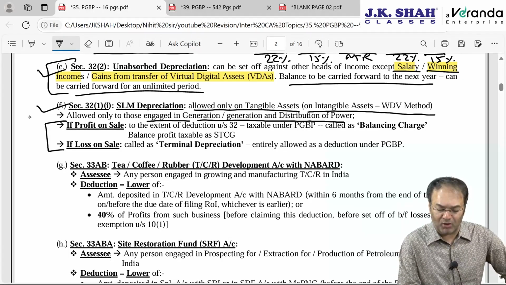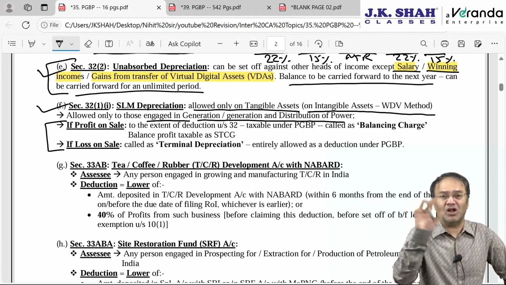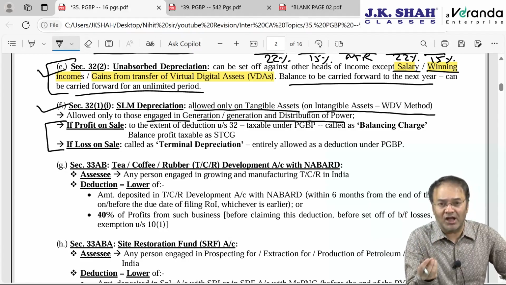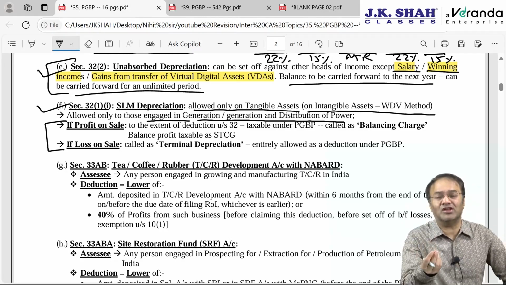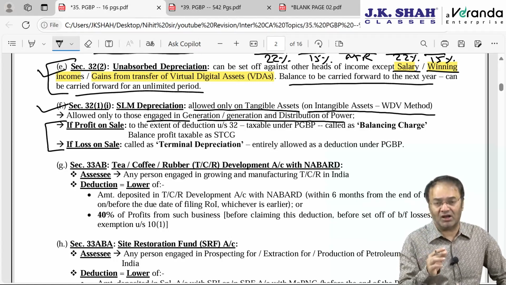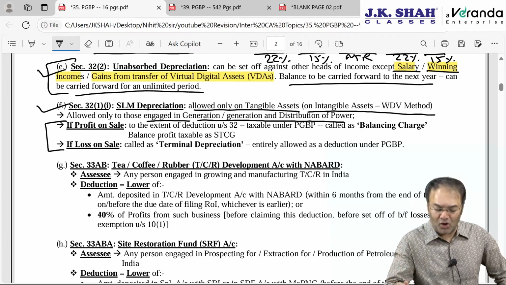This section is not very important because the SLM method is not allowed to everyone. It has a very limited applicability, applicable only to power generating units. How many power generating units or power generating companies are there in the country? Hardly a few. So, not applicable.